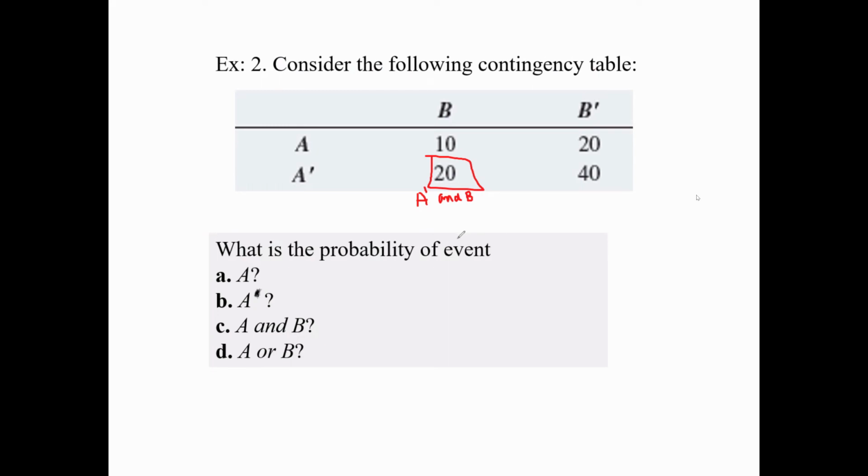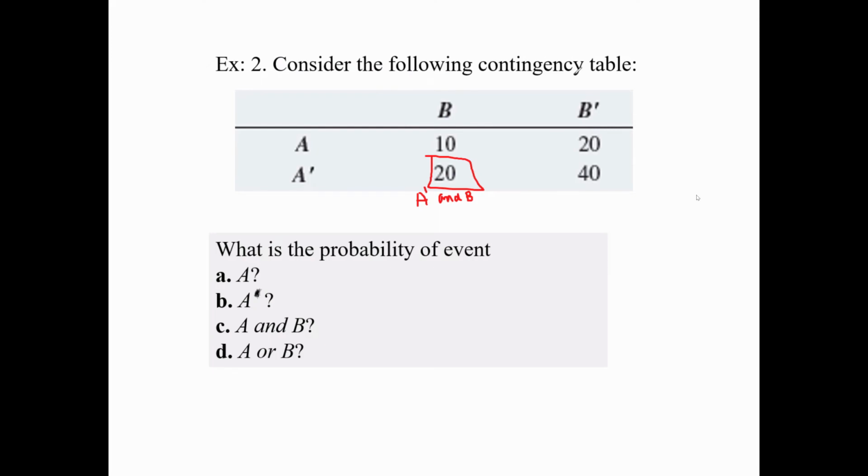Again, you need to apply the same rule. When you have A complement or B, you have to apply the rule: probability of A complement plus probability of B minus probability of A complement and B. Is that clear, Tekmeng? All right, so that's it.